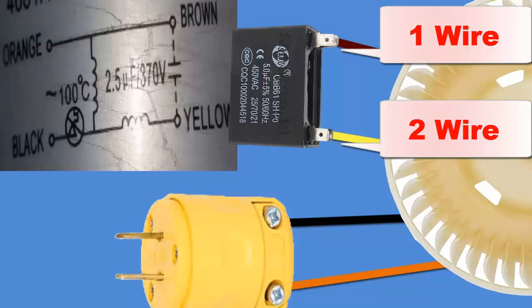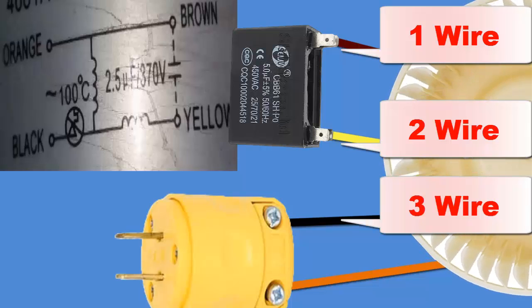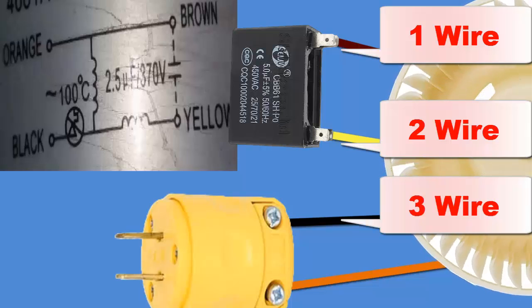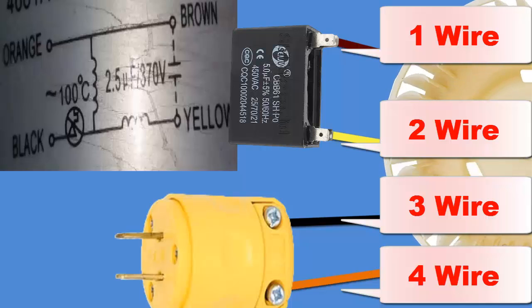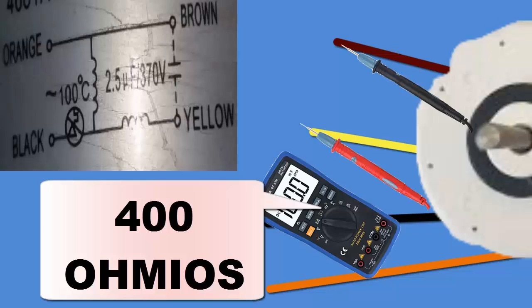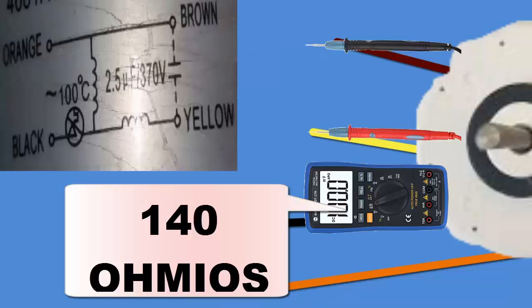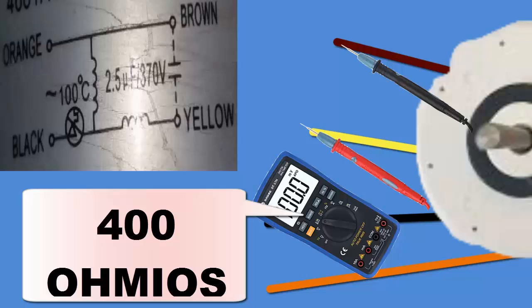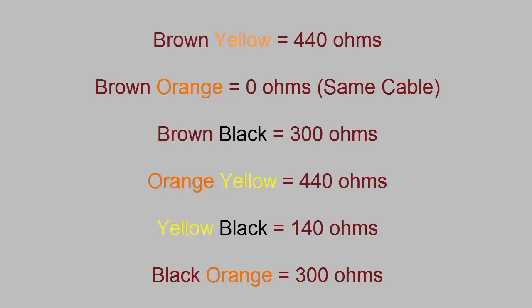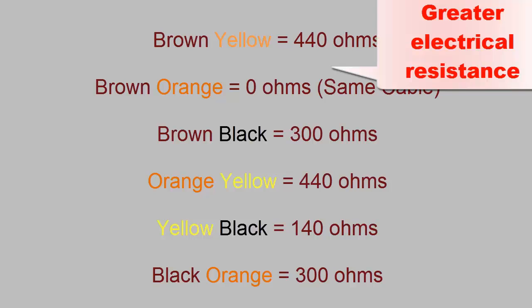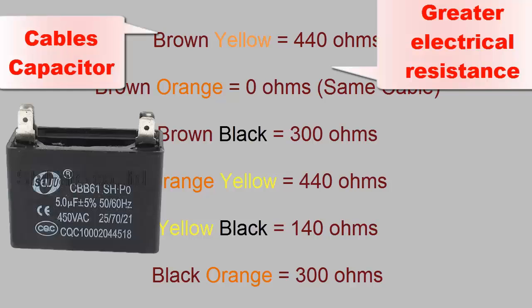Next, the diagram of a 4-wire motor is presented, which is also a single-speed motor controlled by a relay on the electronic board. The cable identification process is repeated with some variations. 1. Using a multimeter on the ohm scale, measure all electrical resistances between two cables. 2. The pair of cables with the highest electrical resistance is the cables to connect the capacitor.